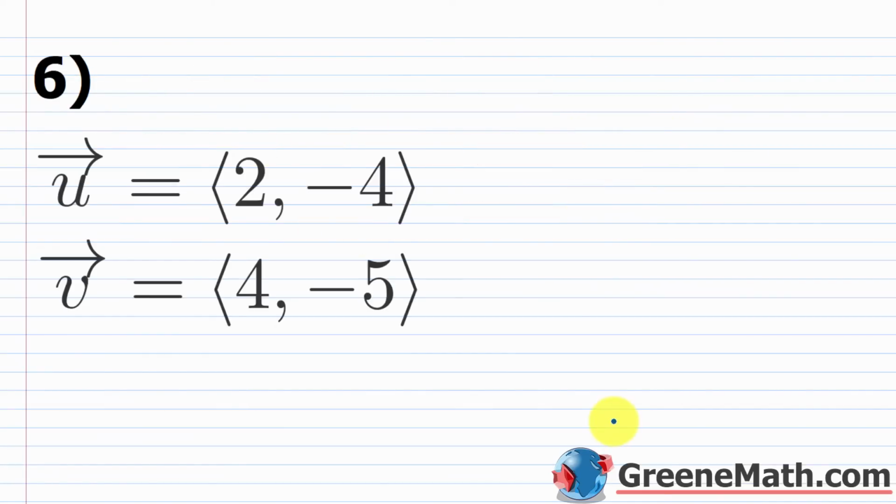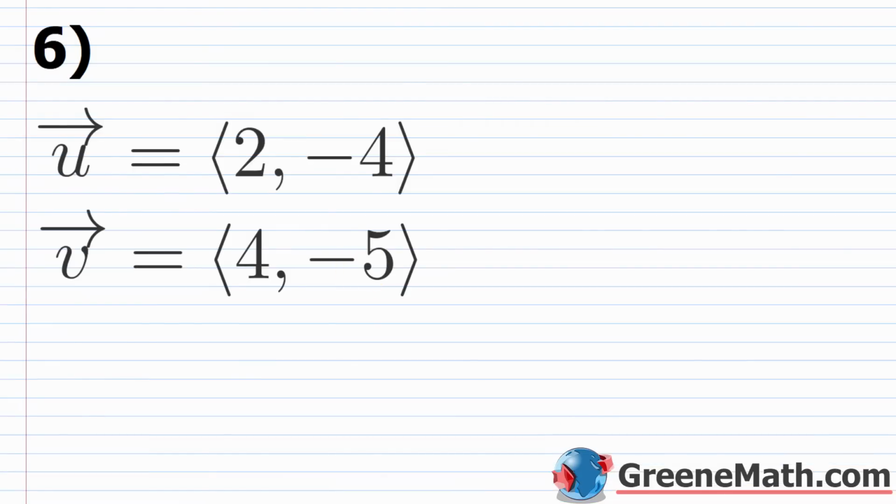So for problem 6, we have our vector u given in component form. The horizontal component is 2, and the vertical component is -4. Then we have our vector v, also given in component form. The horizontal component is 4, and the vertical component is -5.